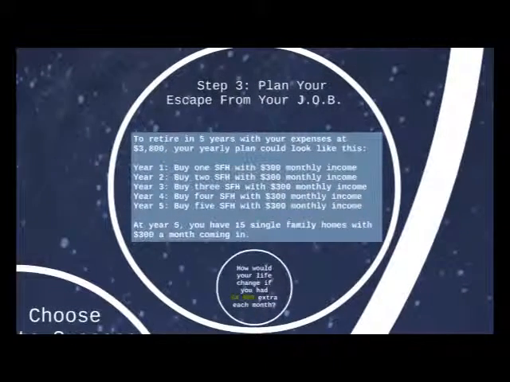Step 3 is plan your escape from your job. Job is J-O-B, just over broke. You're barely making enough money to make ends meet. And so what we want to do is we want to plan our escape. So let's look at this scenario.